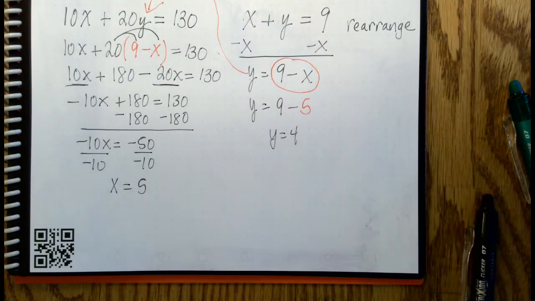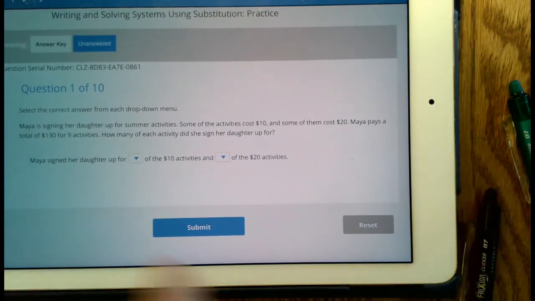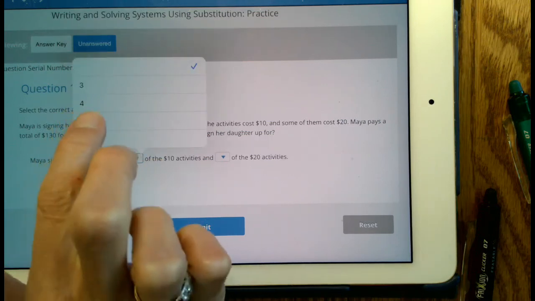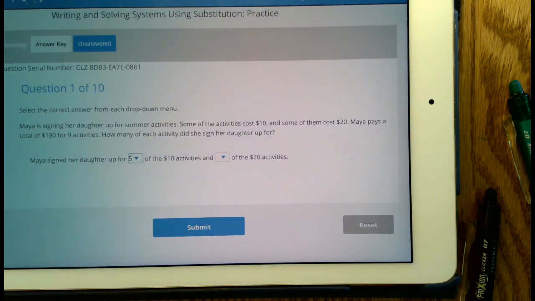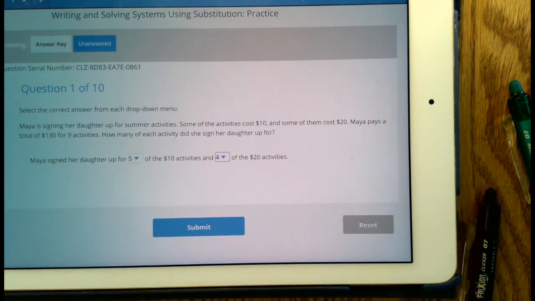And then what we can do is go back to Edmentum and fill that in. So I entered daughter up for 5 of the $10 activities, and the $10 activities were the X's. That's what we labeled as X. And then 4 is what we found out for Y, and those were the $20 activities.